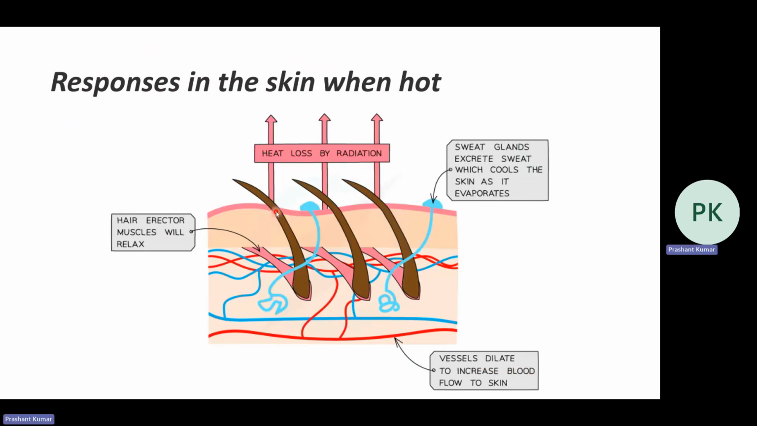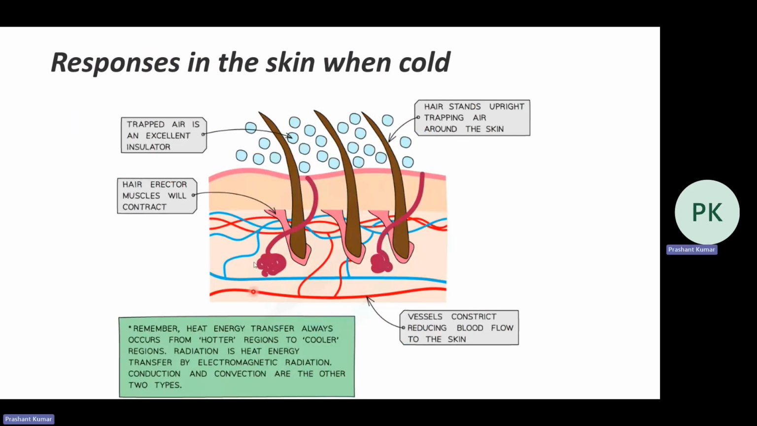So see this, these are the hair follicles connected to the muscles. These are the blood vessels. Response in the skin when cold. So you can see air is being trapped here, and once air is trapped, that means the temperature will slightly be better.